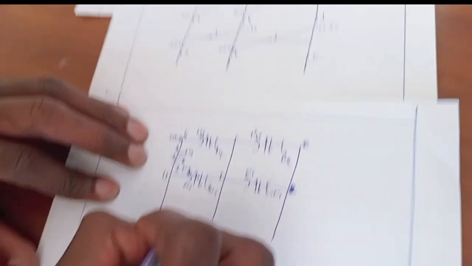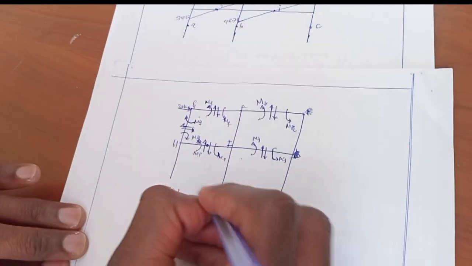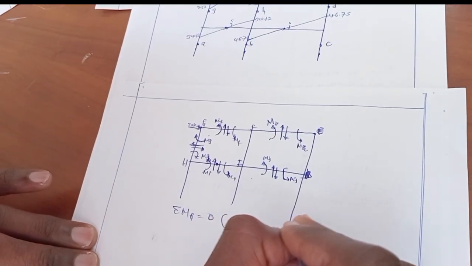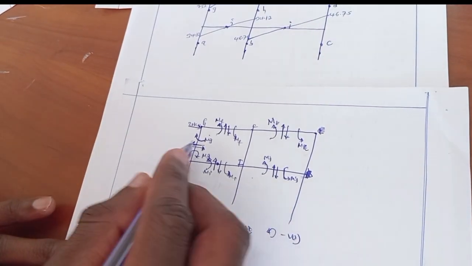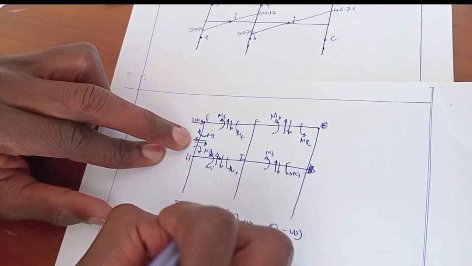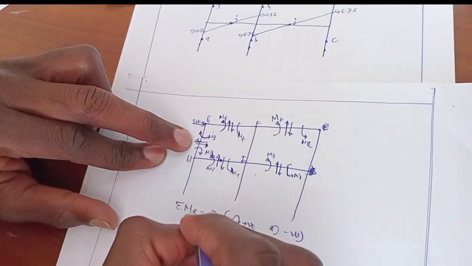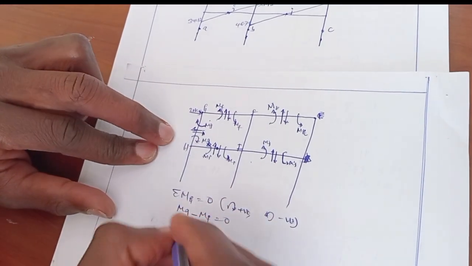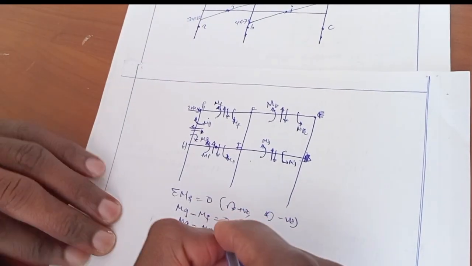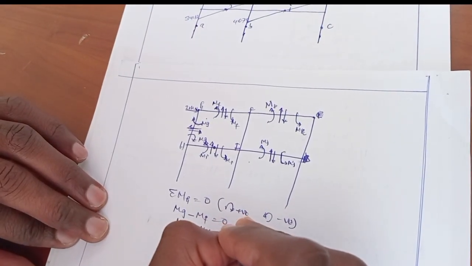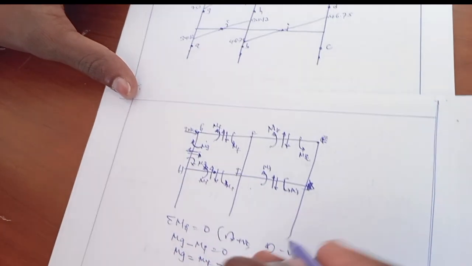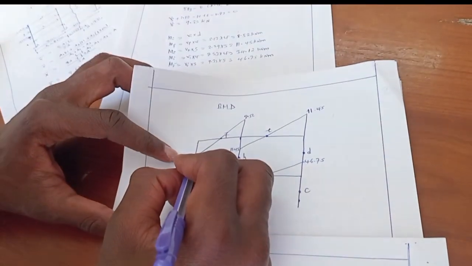Summation of moment at G is equal to 0. Clockwise direction positive, anti-clockwise negative. So at this point, MG is clockwise direction, so it will be positive, minus MF. MF is anti-clockwise direction, equal to 0. So MG is equal to MF, which is 8.52. Therefore, MG is 8.52.